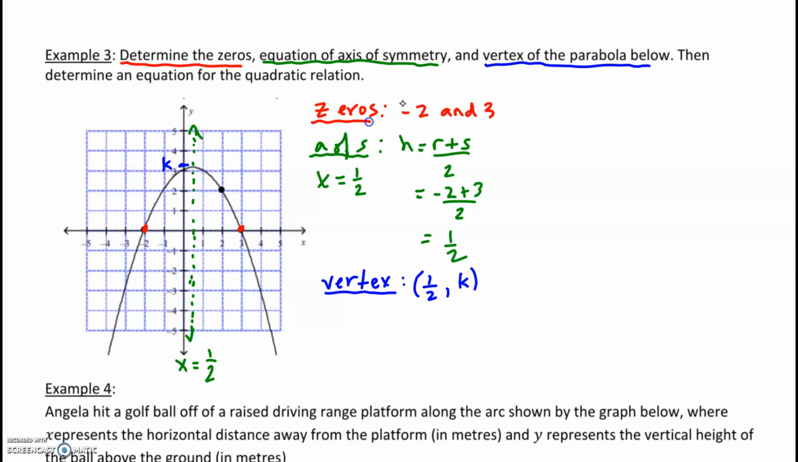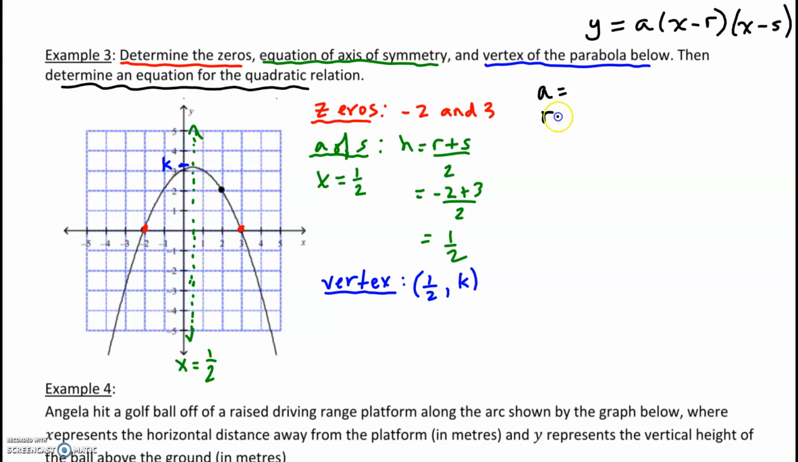So the question says to determine an equation for the quadratic. So we know our final answer is going to be in that form, a times x minus r times x minus s. I'm going to go ahead and list the values we need. We need a, we need r, we need s to make the equation. I have r, which is -2. I have s, which is 3.